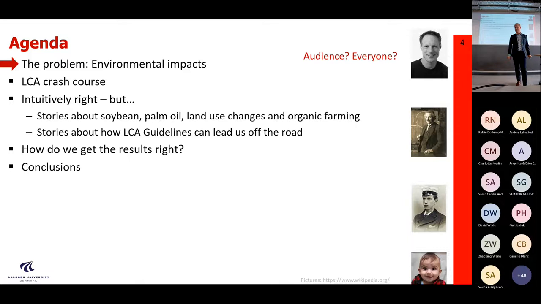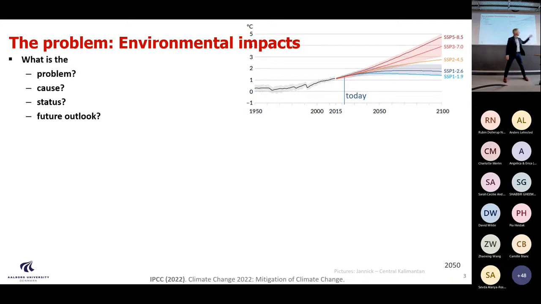What is the problem? Well, we have a problem, and that's in the upper corner here. The problem is that we are facing an increasing temperature. That is at least one of the problems. That will be the main problem I'm referring to today. But according to the newest reports from the IPCC, the temperature is forecasted to increase between 1.5 and 5 degrees within this century. Why is that a problem? Well, I'll come back to that.